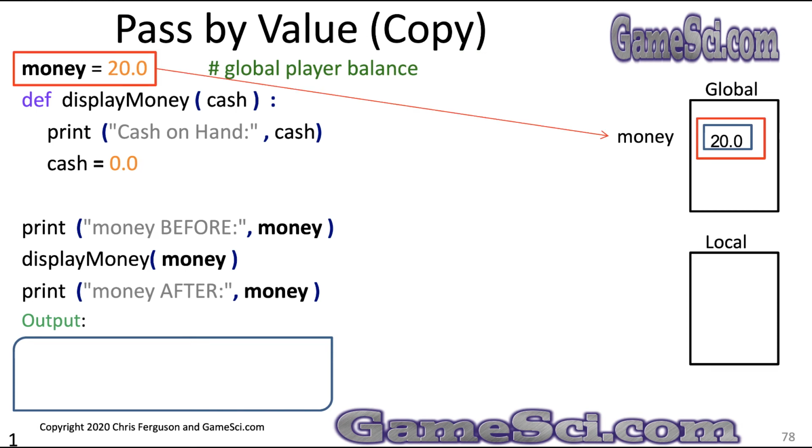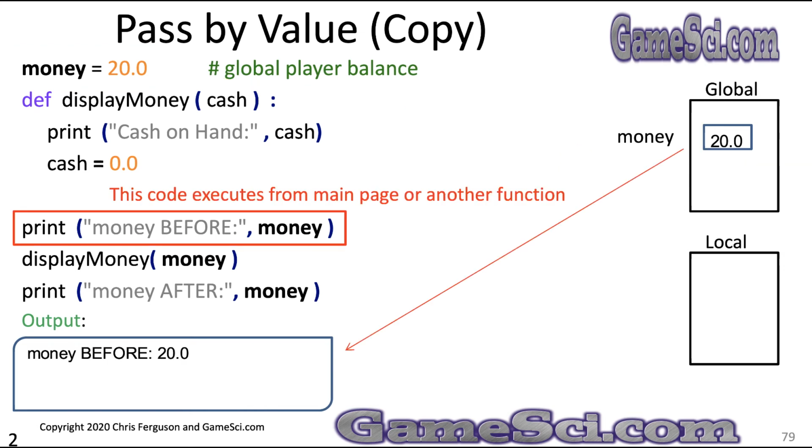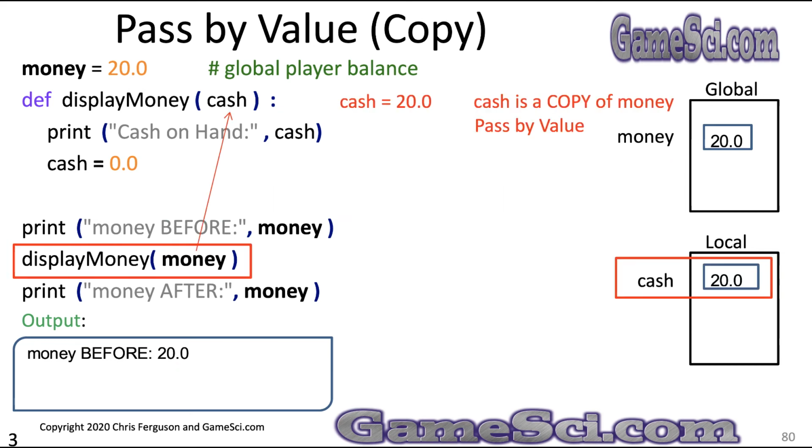I'll set up a global variable here called money. Money will start with 20.0 in it, and you can see my global variable money has a 20.0 in its RAM memory. Notice how I jumped over the function definition. I jumped to the next executable line of code, which is not the function, and I do a print statement, money before, and I output the 20.0 from the global variable. This code executes from the main page or another function. The next line of code that executes is display money.